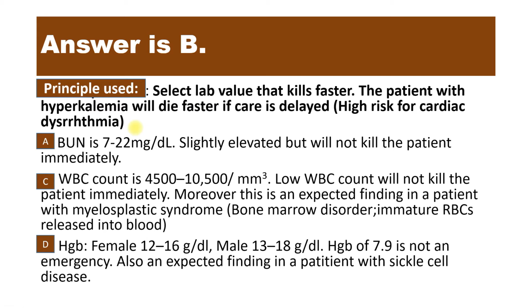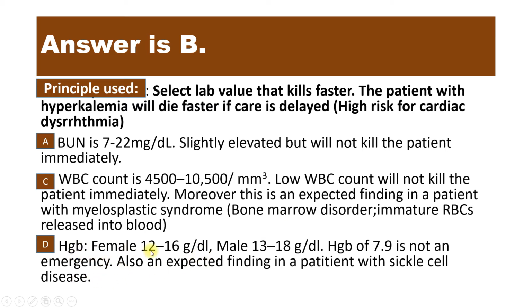dysrhythmias. Okay, we know that our patient has a BUN of 24, and that is the normal range. Our patient's BUN is slightly elevated but will not kill the patient immediately, so we don't prioritize that one. WBC count in the normal range is that one. Our patient has low WBC count of 2000, but that will also not kill the patient faster, and moreover, patients with myelodysplastic syndrome usually have low WBC count, and so that's an expected sign and symptom.